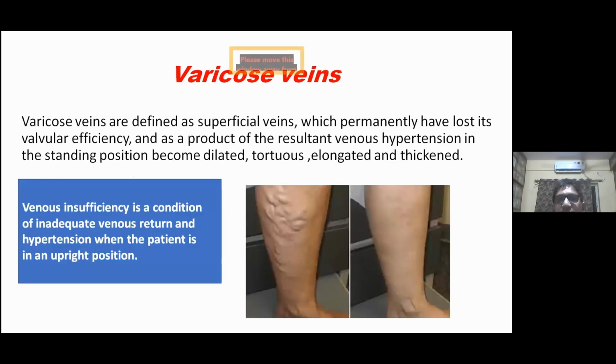So what is the definition of varicose veins? Before coming to the definition, you should know what is venous insufficiency. It is a condition of inadequate venous return and hypertension when the patient is in an upright position. Now, varicose veins are defined as superficial veins which have permanently lost their valvular efficiency and, as a product of the resultant venous hypertension in the standing position, become dilated, tortuous, elongated, and thickened. So this is the definition of varicose veins.